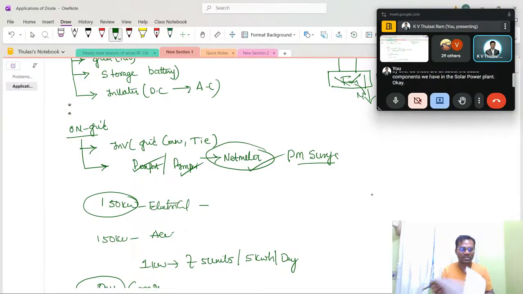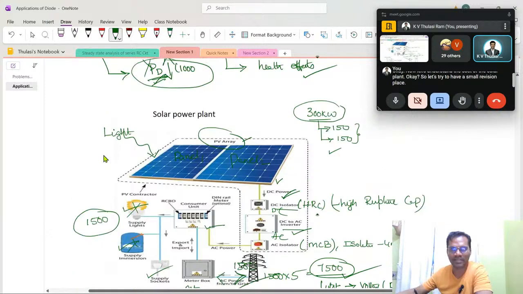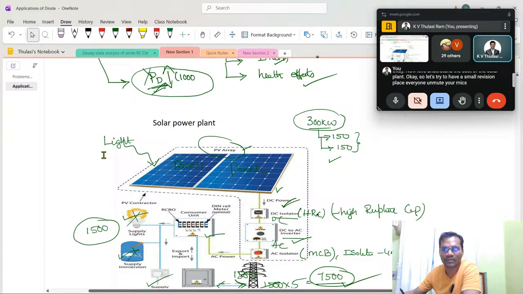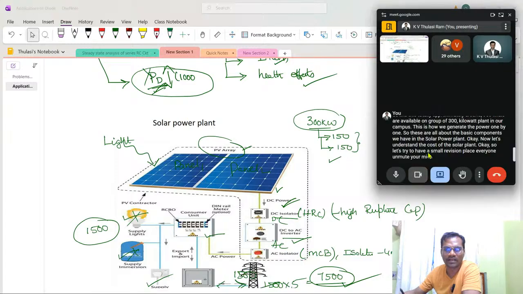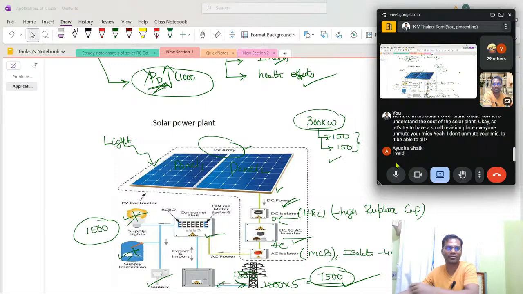Now let's understand the cost of the solar plant. Okay, let's have a small revision. Please, everyone unmute your mics. Everyone unmute your mics. Is it visible to all? Yes, sir. Yeah, now give me the response.